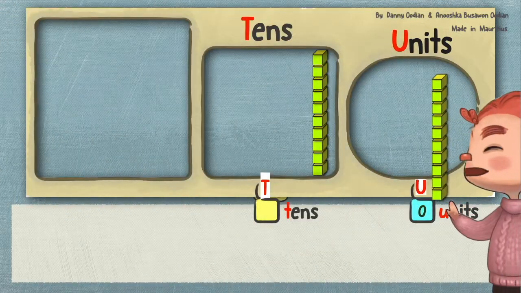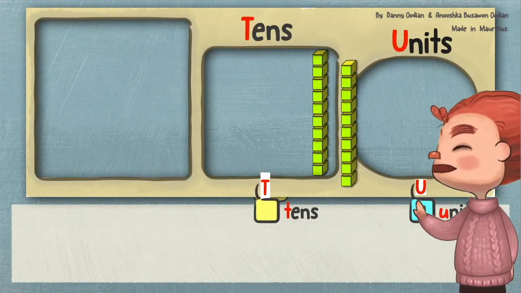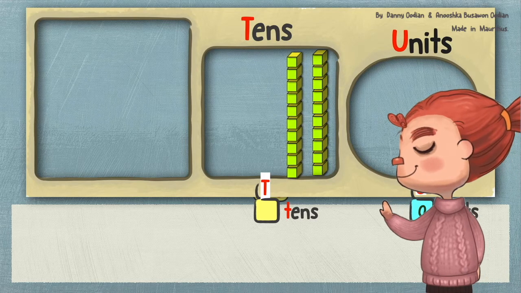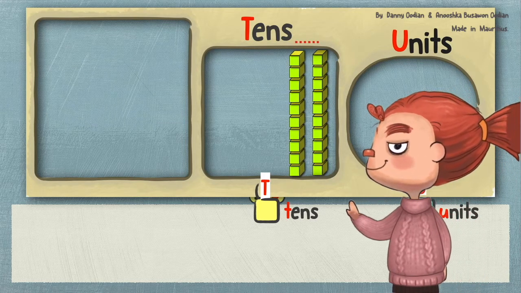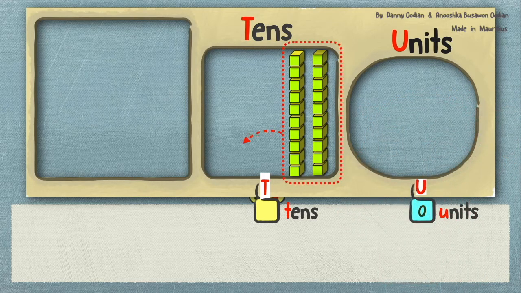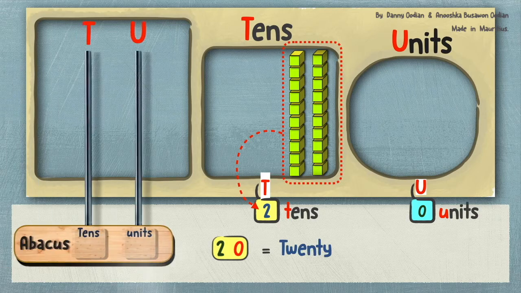What happens if I add another group of 10? Well, with two groups of 10, you obtain 2 tens, which is equal to 20. I'm now going to represent 20 on an abacus.